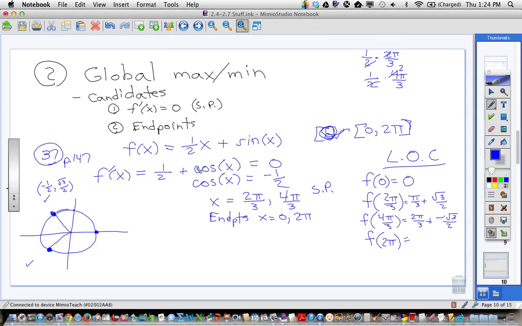All right, now let's put in 2 pi. So 1/2 times 2 pi, that'd be pi. And then what's sine of 2 pi? That's back to 0, right? So that's 0, so it's just pi. All right, now, what we're interested in is which one of those y values is the biggest and which one's the littlest. So let's do this.